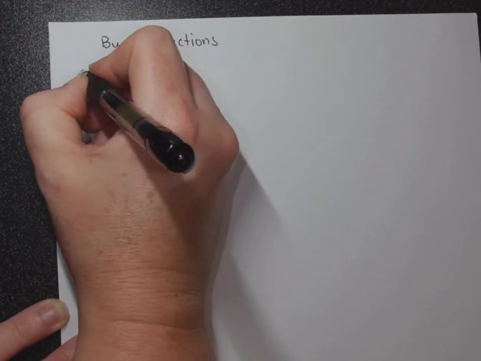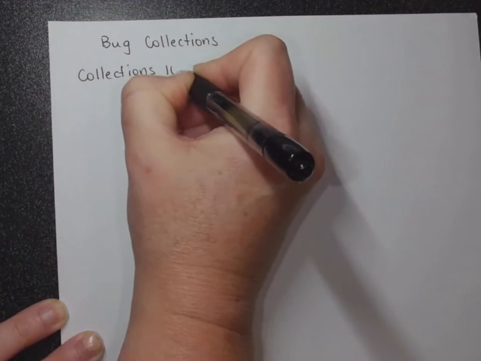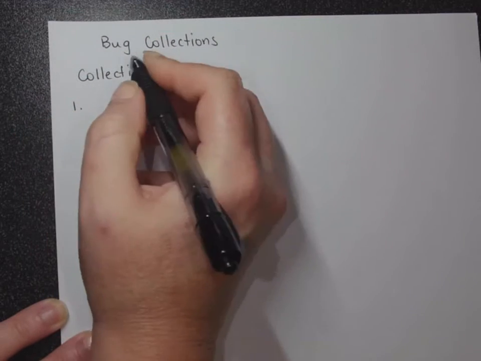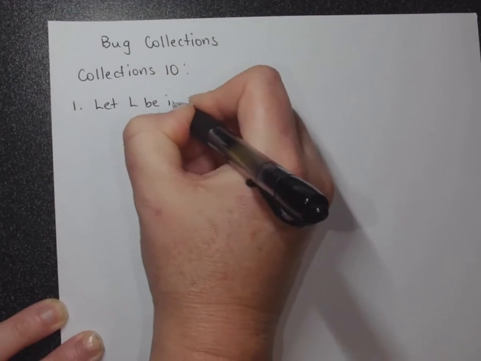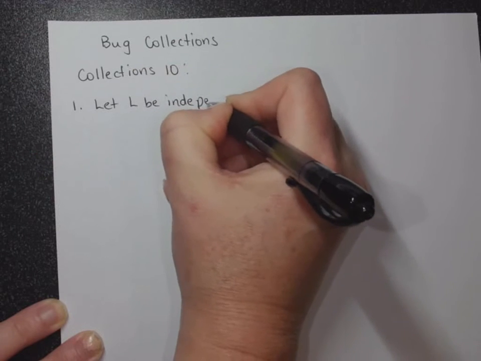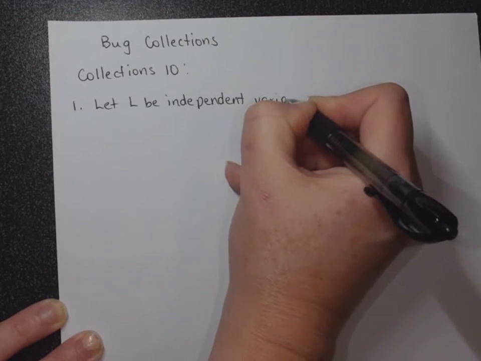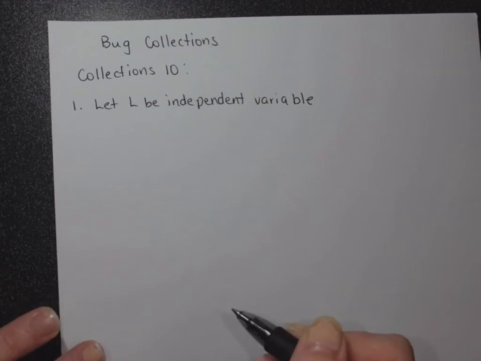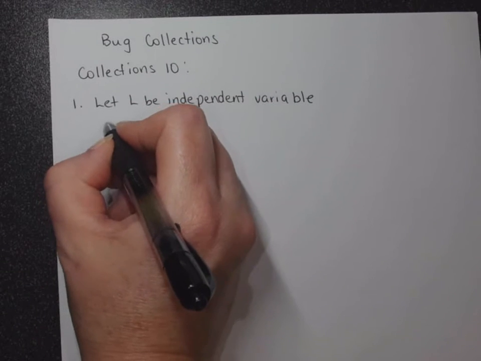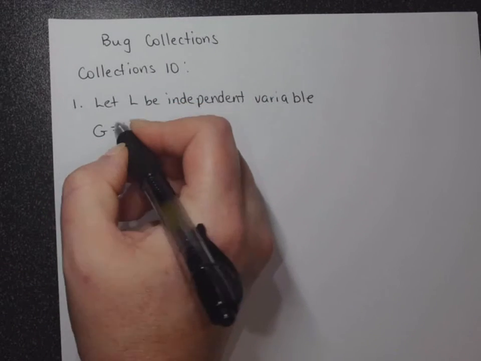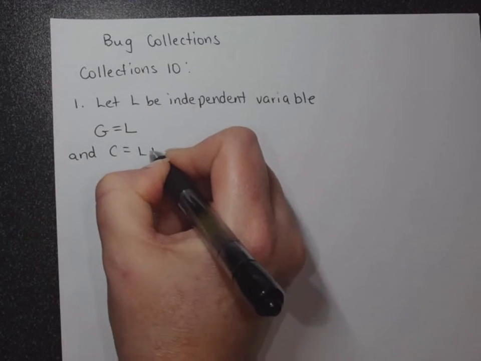So we're going to look at collections 10 first. Number 1. We let L be the independent variable. Of course, L is itself, right? And then we said G was equal to L and C was equal to L plus 1.